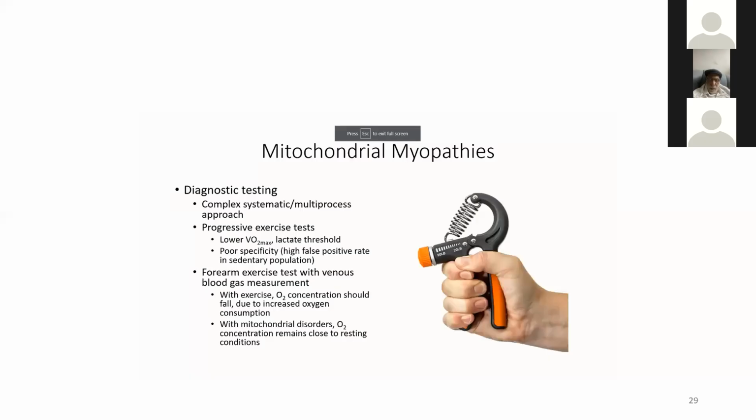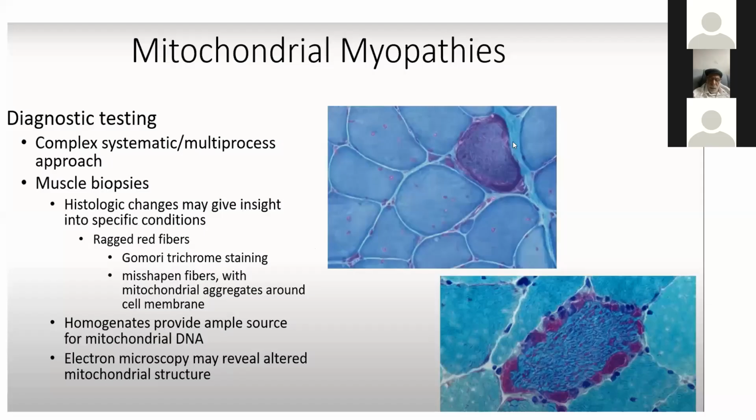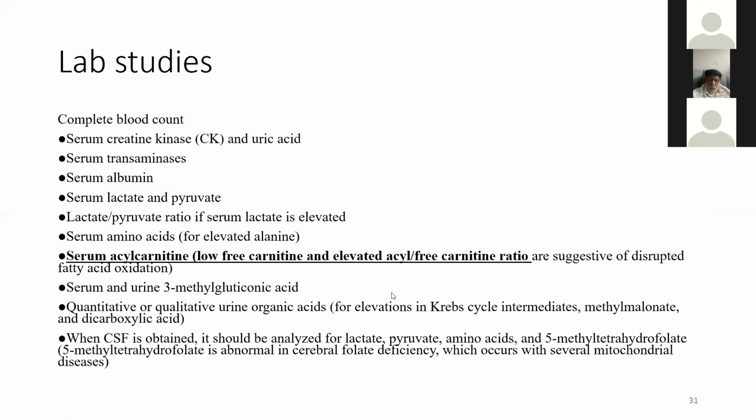This is the muscle biopsy, which is characteristic for mitochondrial myopathy. Ragged red muscle fibers. Here, the mitochondria are at the periphery of the muscle fiber due to accumulation of abnormal mitochondria. Lab studies here: a very complex laboratory screen. This is the serum acylcarnitine. These are the labs of all the myopathies: serum acylcarnitine, low free carnitine, and elevated acyl to free carnitine, suggestive of disrupted fatty acid oxidation.